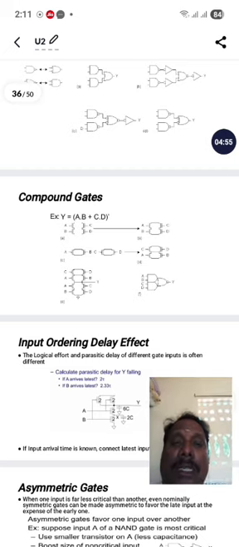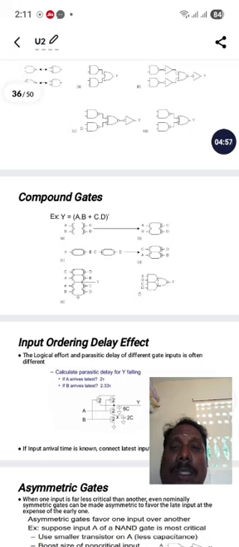I'm drawing the diagram for ab and cd by using the PMOS and the NMOS. How is it looking? The figure A represents A, B, and C, D.